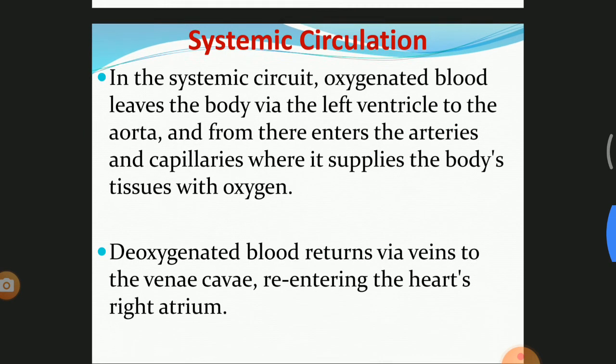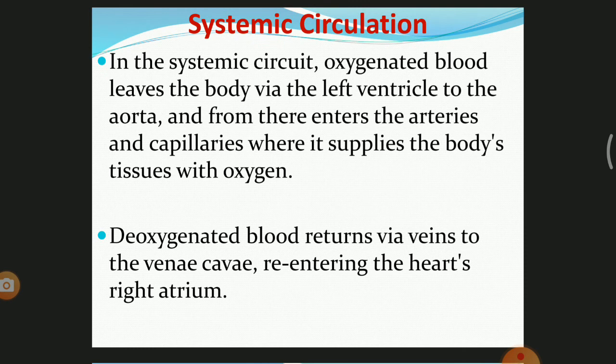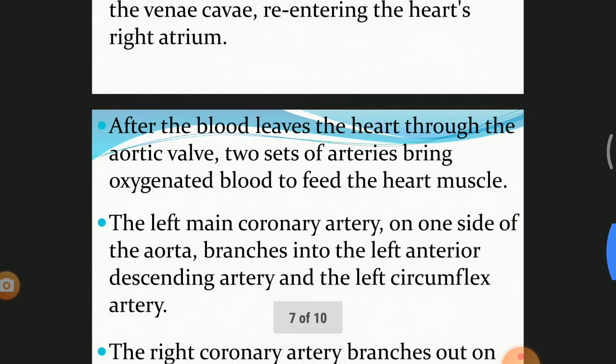Another type of circulation is systemic circulation. In systemic circulation, oxygenated blood leaves the heart via the left ventricle to the aorta, and from there enters the arteries and capillaries where it supplies the body tissue with oxygen. Then deoxygenated blood returns via veins to the vena cava, re-entering the heart at the right auricle.